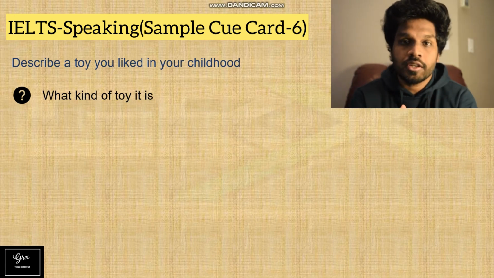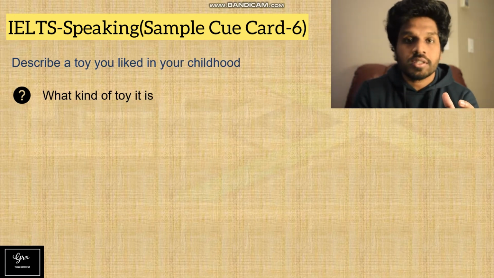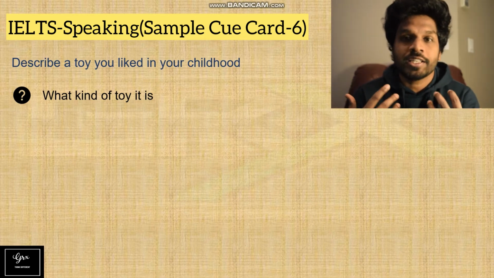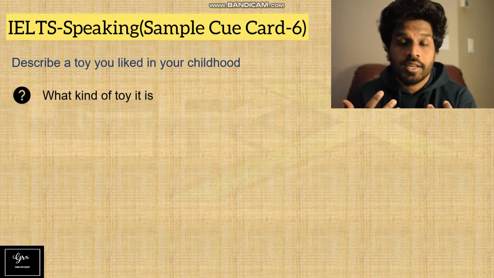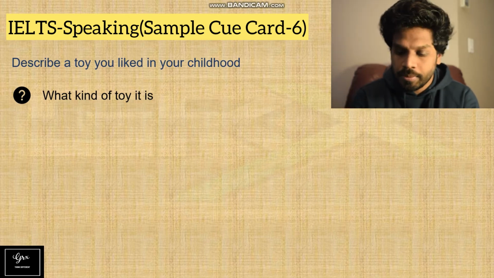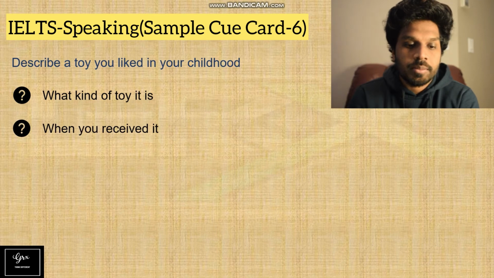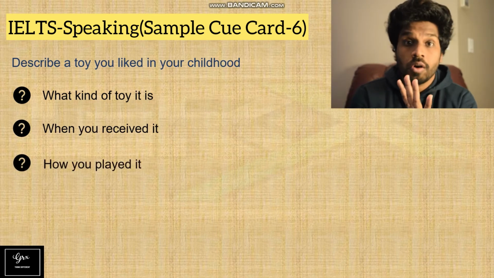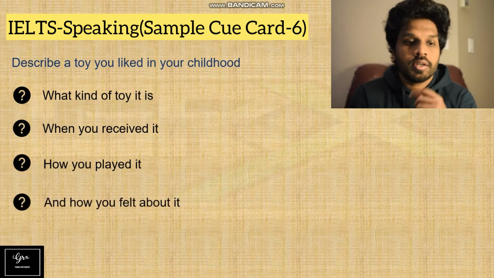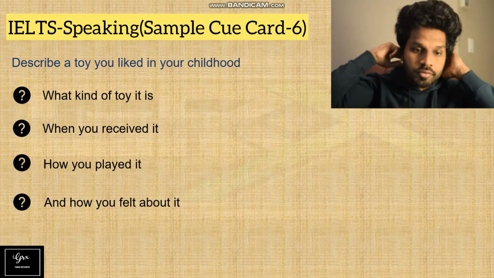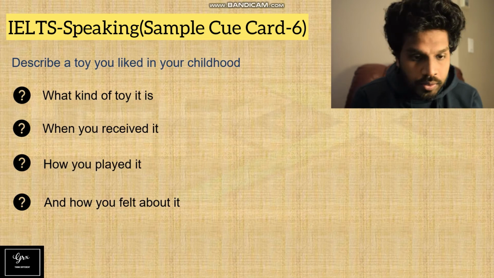That is the reason I'm telling you that you should at least go through what kind of questions you have in the cue card. It gives you an idea of what kind of toy to take and explain, because you need to have content inside it so that you can describe it. I hope that makes sense. So what kind of toy it is, when you received it, how you played with it, and how you felt about that toy. These are the 4 prompts and 4 sub questions we have to convey the question. Like I say, do not miss any of the prompts, because that is crucial. If you miss any of the prompts, that is definitely going to affect your score.